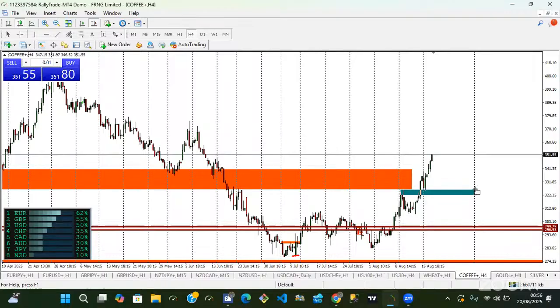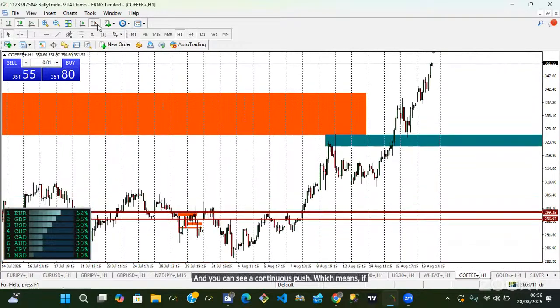And you can see a continuous push, which means if I look at it on my 1 hour, you can see this high here. But this is 4 hours now. You see this high here that I got to before it did this massive retracement, right? When it broke above it, notice that it did a quick retest before continuing.